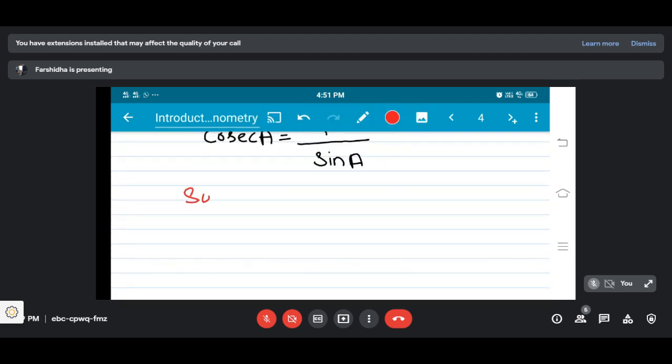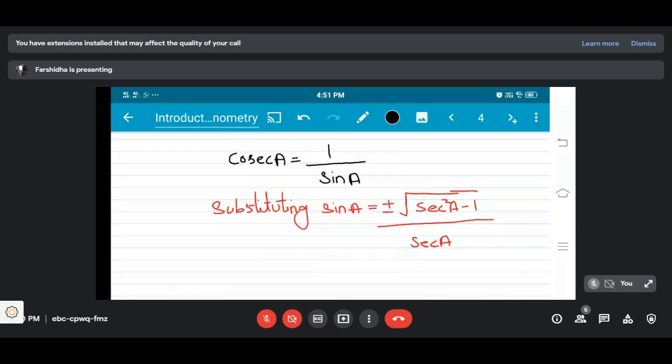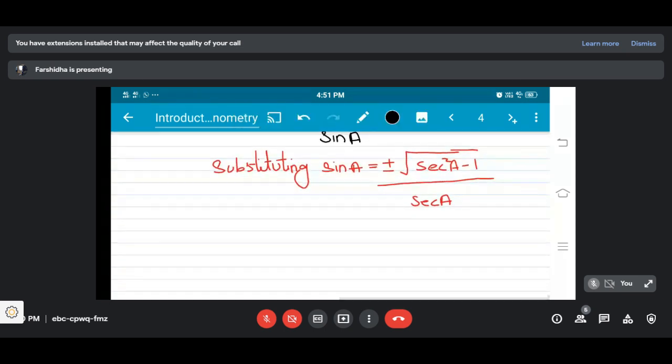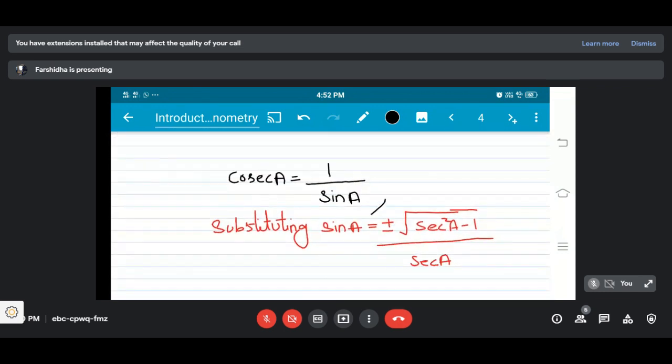So below that, write substituting sine A equal to plus or minus root of sec square A minus 1 divided by sec A. So I'm going to substitute this value here.